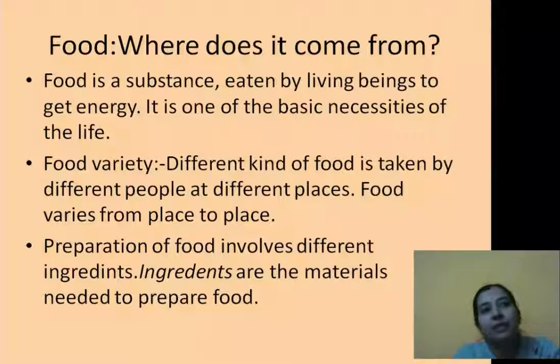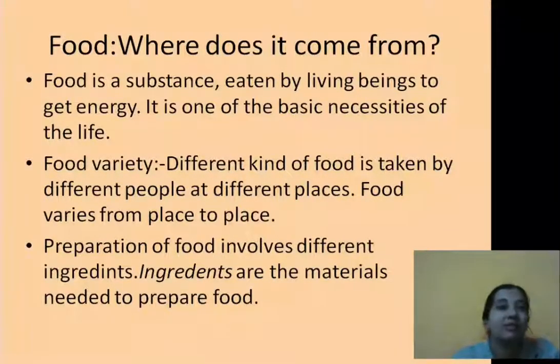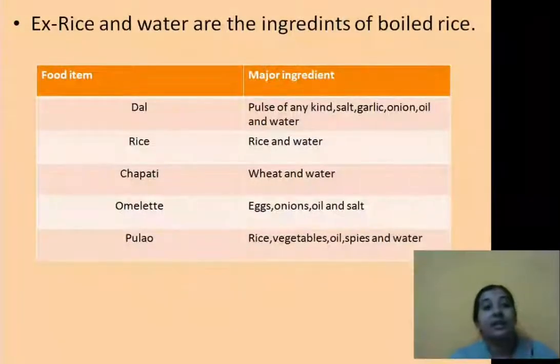So, now if you want to prepare idli, what all is required? Rava, water. Correct? You should make the batter there. Then you cook them. Correct? So these are ingredients. Salt. These all are ingredients. Sambar. What all do you need? You need dal, spices, oil, salt, water. Correct? So these all are your ingredients. That means your materials that are required to prepare that particular food. Next. Example, rice and water are ingredients for boiled rice.